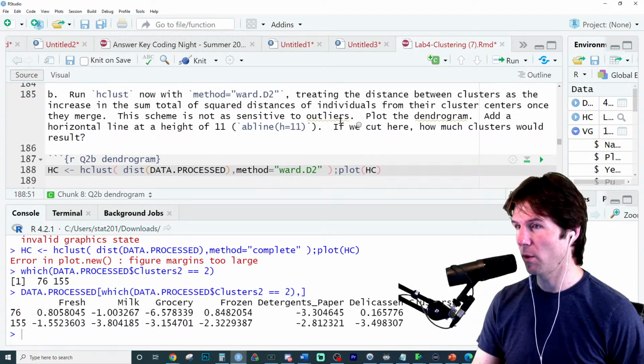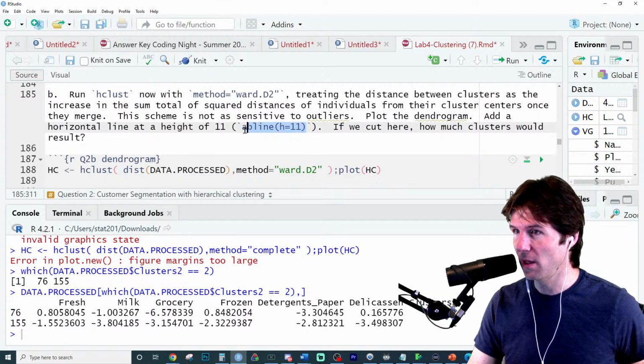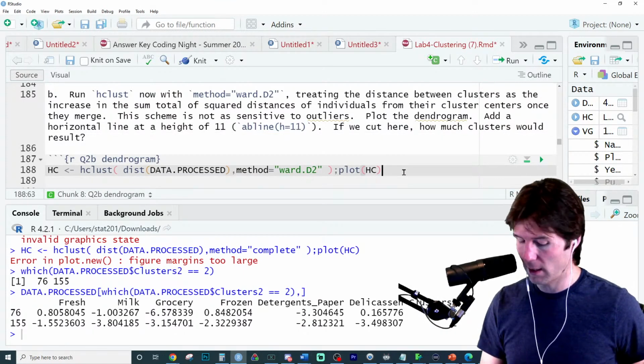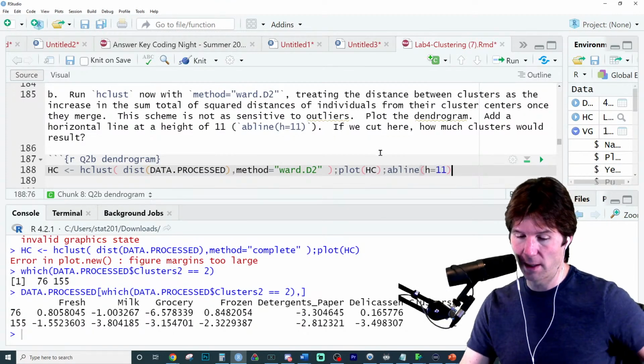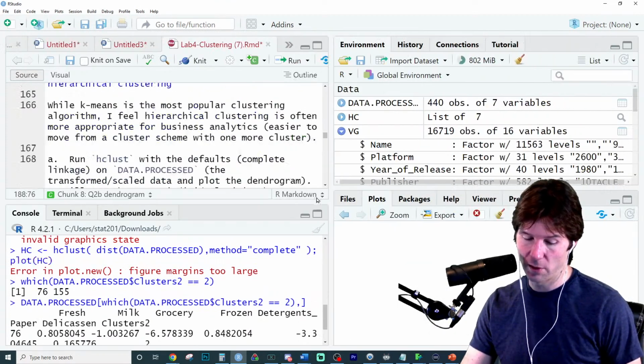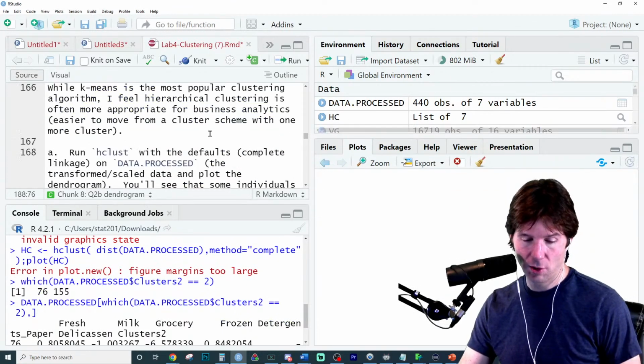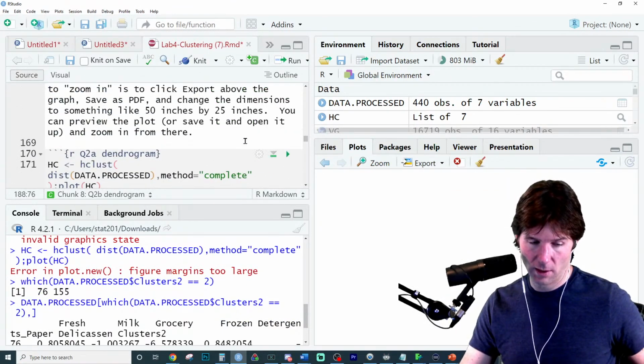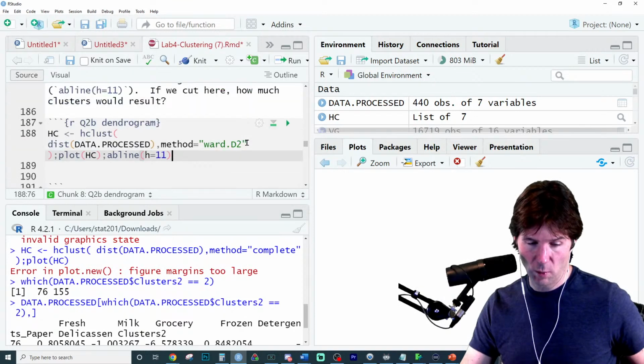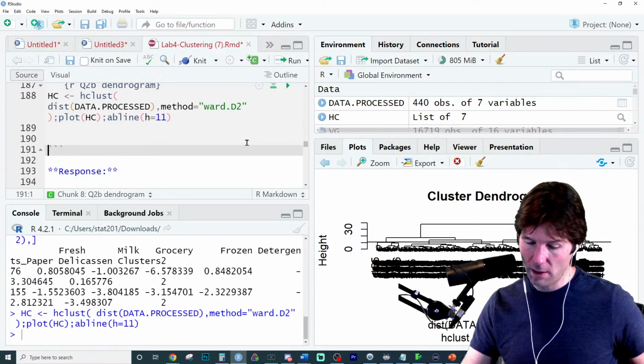Plot the dendrogram with a horizontal line at height 11, which we can do right here. So let's grab the abline. The abline is going to be added to this right here. If we cut here, how many clusters would result? Great question. Everything should work. That's what we say when things are not going to work, right? Everything should work. And it does.